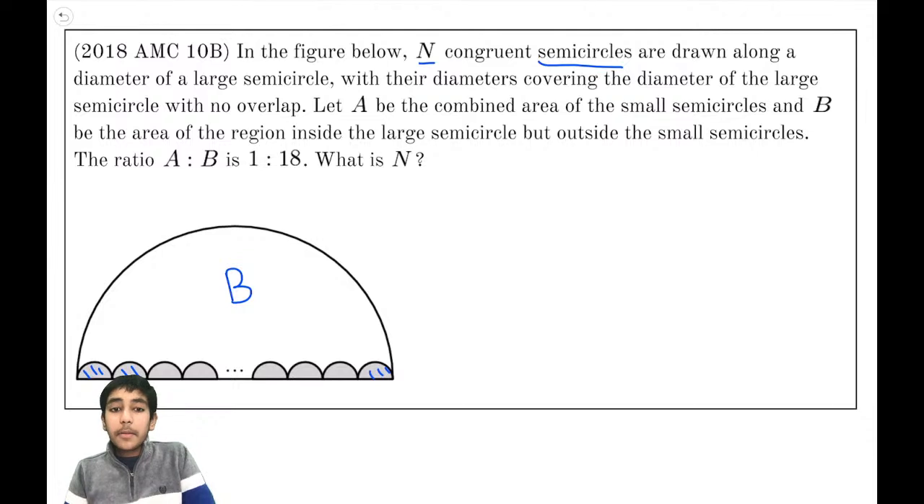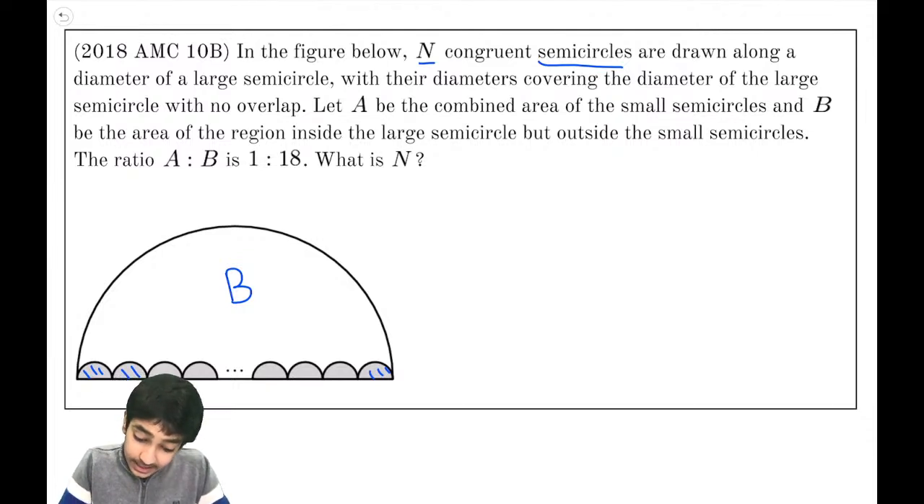And n is, again, the number of congruent semicircles on the bottom. So the very thing to not get trolled on is that the ratio of A to B is 1 to 18, not the ratio of the gray to the whole thing.